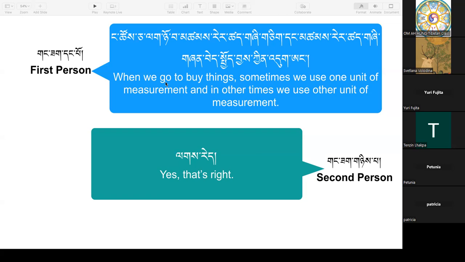So we see that here the person is stating with a certain type of contemplation or a certain type of analysis. So nga tsu chala nyowa samrir tseshi jitang samrir tseshi shen peju chekin tukang. So when we go to buy things, sometimes we use one unit of measurement, and in other times we use another unit of measurement. So this is the meaning of this particular sentence. So we see that there is an observation made here.